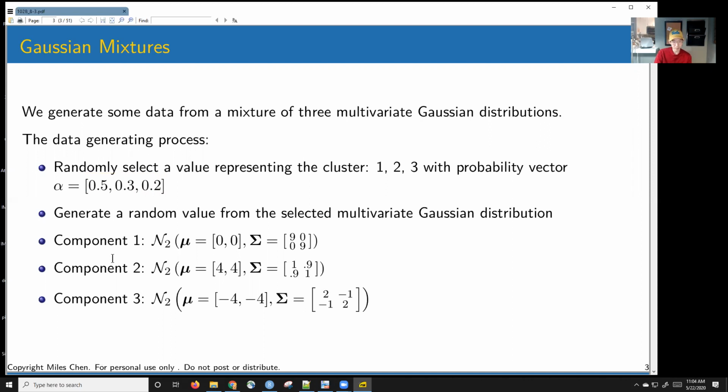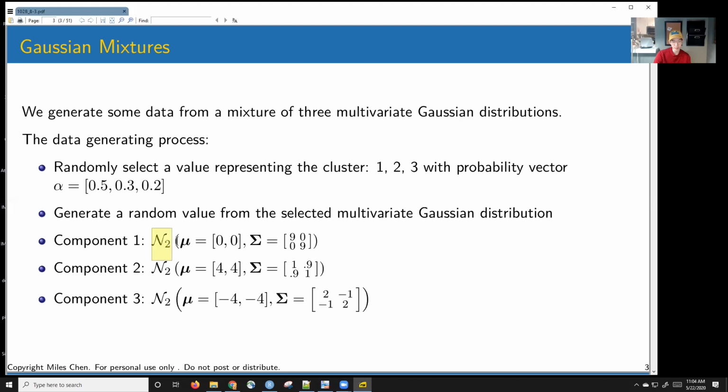But the idea is you just have some vector alpha of length k representing the k components that are being mixed together and their mixture probabilities. Then once you've selected a component, we will generate a random value from that particular distribution. So you have a multivariate Gaussian distribution for each of these components.